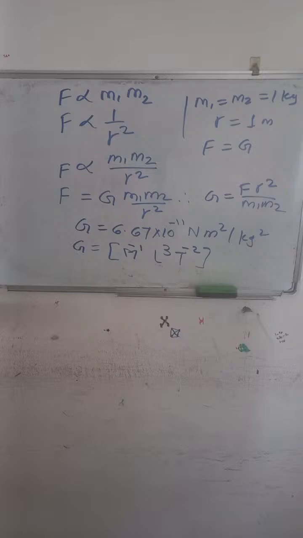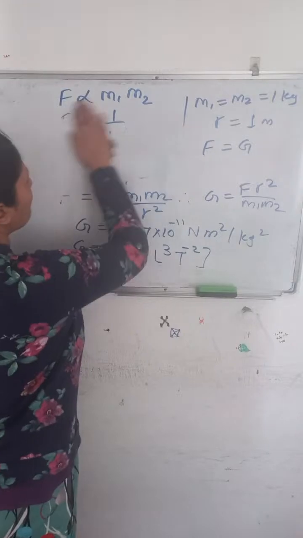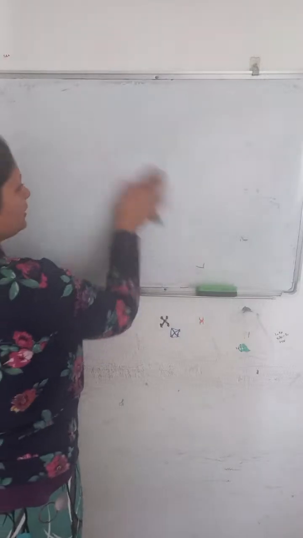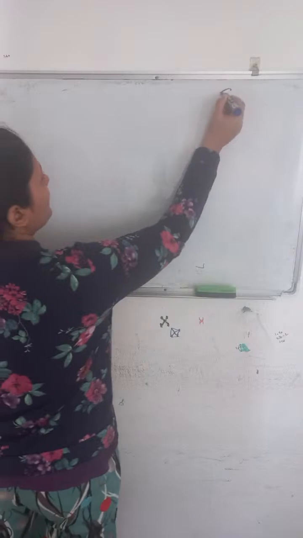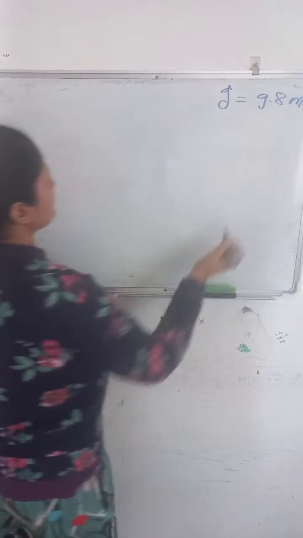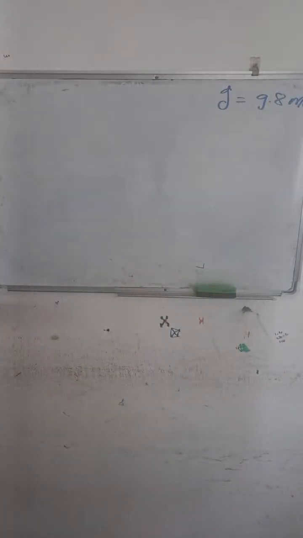Acceleration due to gravity, that is small g. We know that there is an acceleration generated whenever there is a continuous change in velocity. Now here we have acceleration due to gravity. Many times when solving numericals we take the value of g as 9.8 meter per second square.